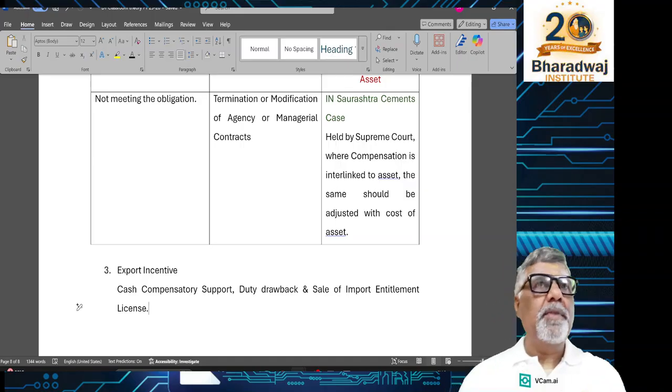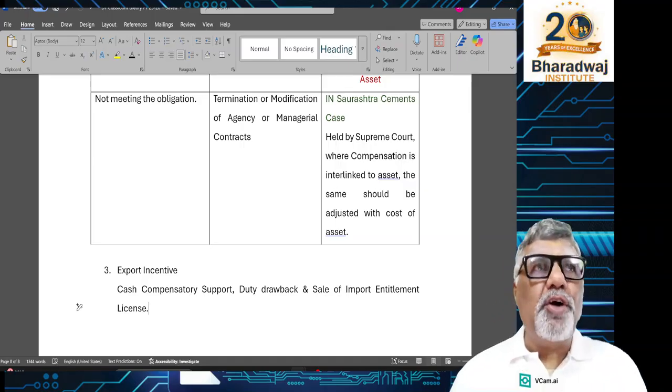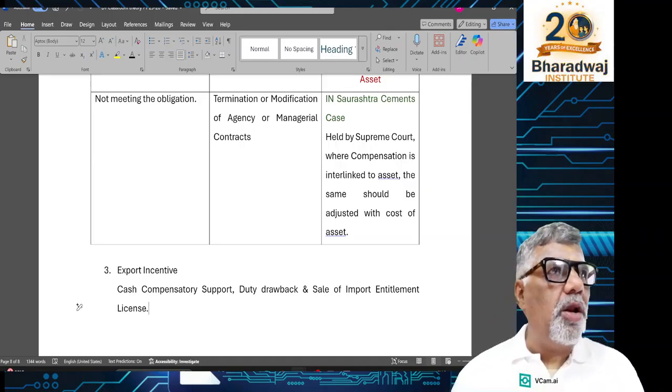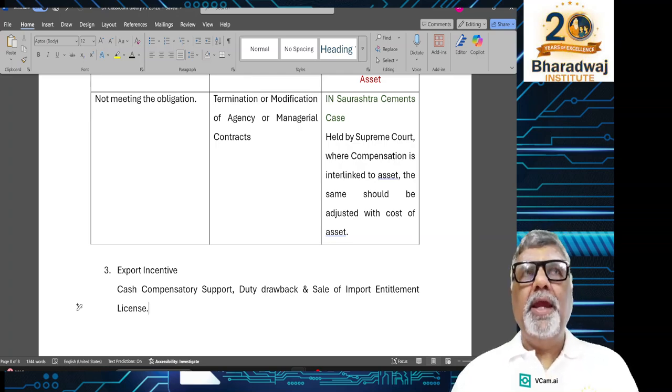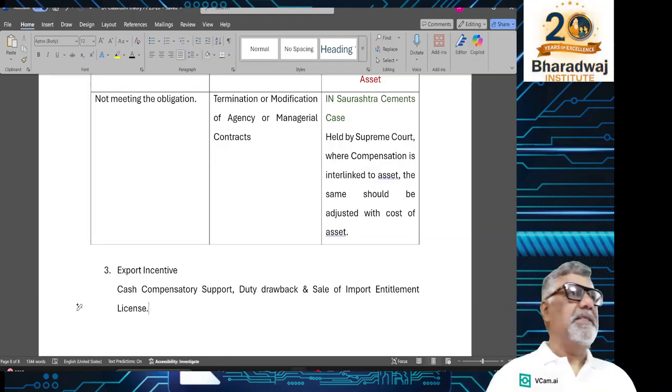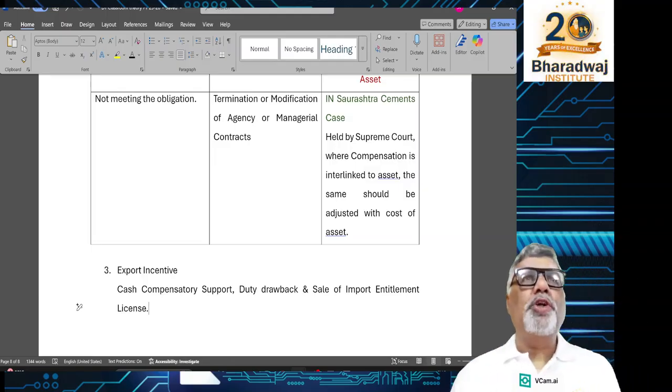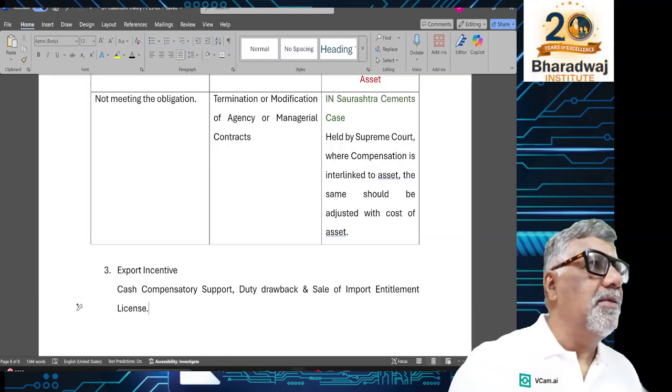Am I clear? Okay. All types of export incentives are business income. In this, the popular question is sale of import entitlement license.